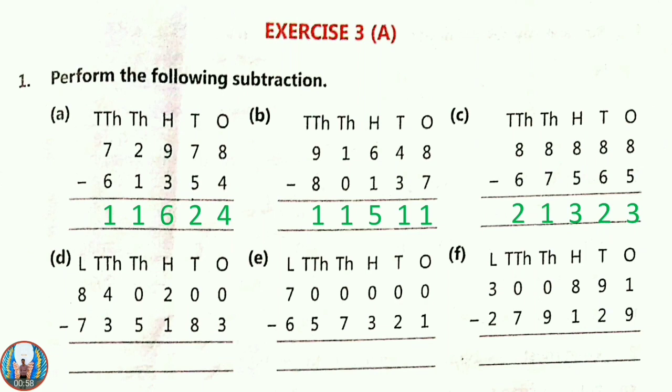Now the question number 4, that is question number D. Here we cannot subtract 3 from a 0. So we will take borrow from the other number. So after borrowing, 10 minus 3, 7; 9 minus 8, 1; 1 minus 1, 0; 10 minus 5, 5; 3 minus 3, 0; and 8 minus 7, 1.